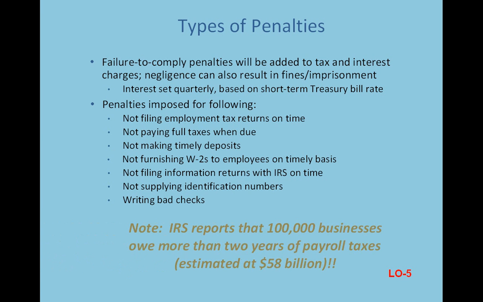This is interesting here. The authors of the textbook have done the research that tells us that the IRS thinks that 100,000 businesses owe more than 2 years of payroll taxes. This is not income taxes. This is federal income tax withheld likely and FICA taxes, both employee withheld and employer pay, supposed to be paid. And they estimate that total is in the range of $58 billion. So it's a massive amount of tardiness and penalties and amounts due to the IRS.